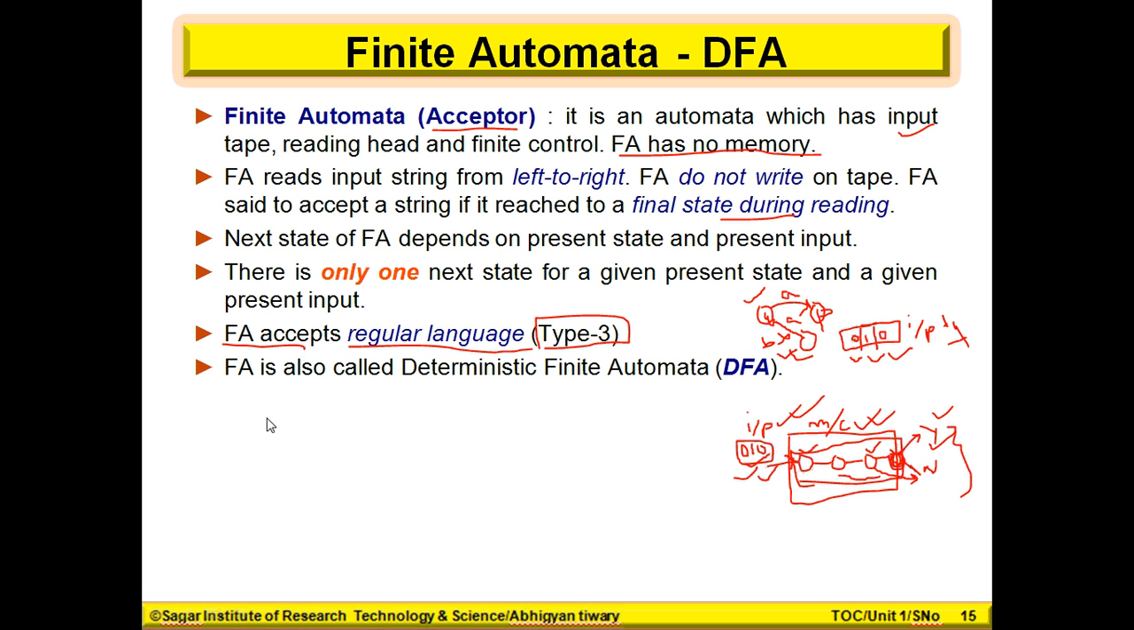Okay. And definitely FA is also called deterministic. Why deterministic? Deterministic means in a single state, for a single kind of input, we'll have a single state itself. That's why it is known as deterministic. Finite means the number of states is countable. That's why it is finite. Automata means it is going to work automatically by taking the input. It is going to give you the desired output. And that's all. That's why it is known as DFA.